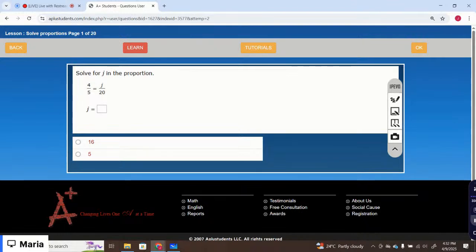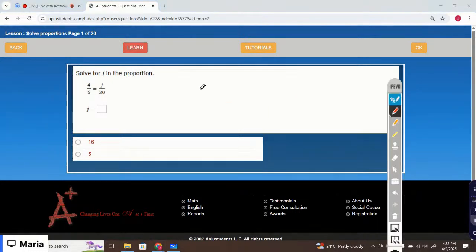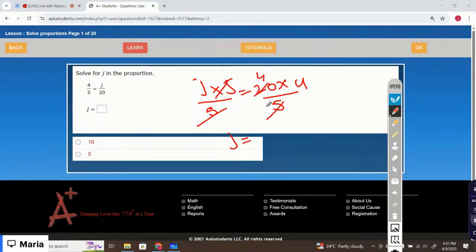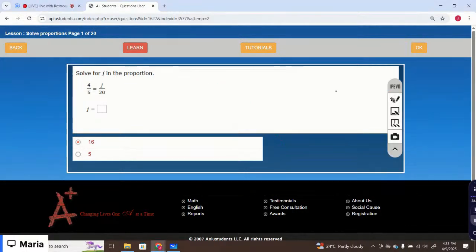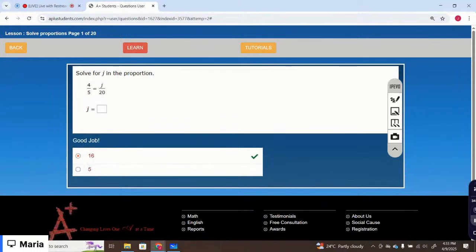Solve for j in the proportion 4 over 5 equals j over 20. So just cross multiply. We have to do j times 5 equals 20 times 4. Divide both sides by 5. So 5 and 5 cancel out. J equals 20 times 4 over 5, so 4 times 4 is 16. Option number 1 is the correct option. That is j equals 16.